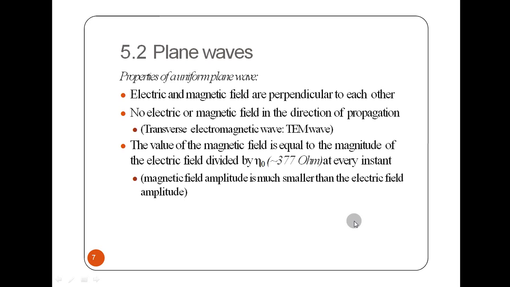The properties of a uniform plane wave: the electric and magnetic fields are perpendicular to each other. There is no electric or magnetic field in the direction of propagation. That's why it is known as a transverse electromagnetic wave, which is a TEM wave. The magnitude of the magnetic field is equal to the magnitude of the electric field divided by eta 0, the characteristic impedance, at every instant, which is 377 ohms. The magnetic field amplitude is much smaller than the electric field amplitude.